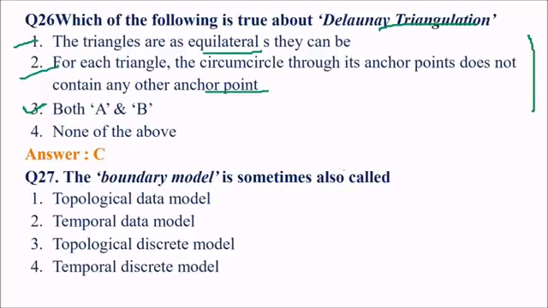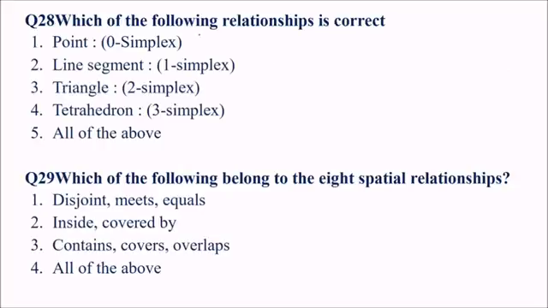The boundary model is sometimes also called as... What is the correct answer? The boundary model is sometimes also called as A. Yes, topological data model. Boundary model is sometimes also called as topological data model.